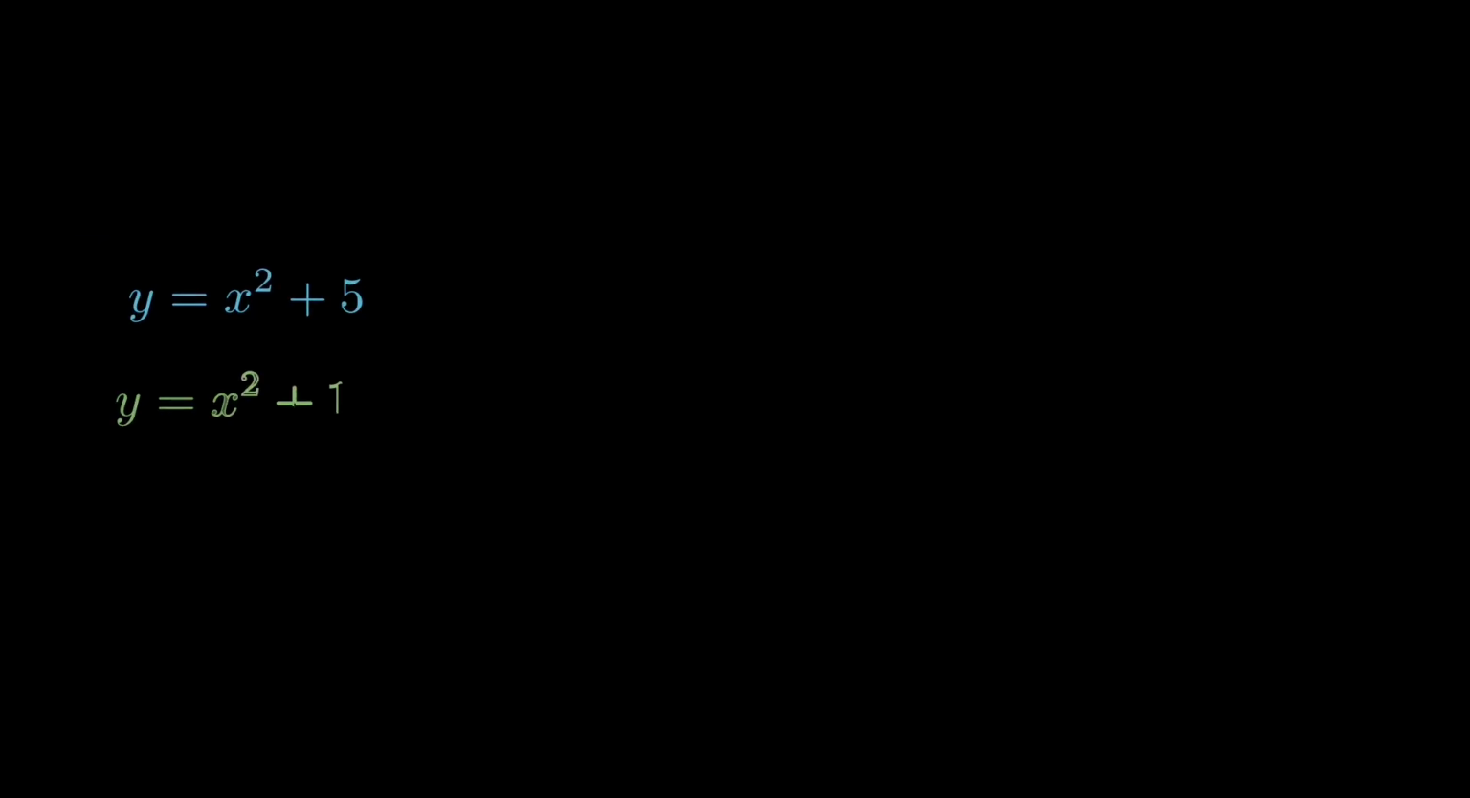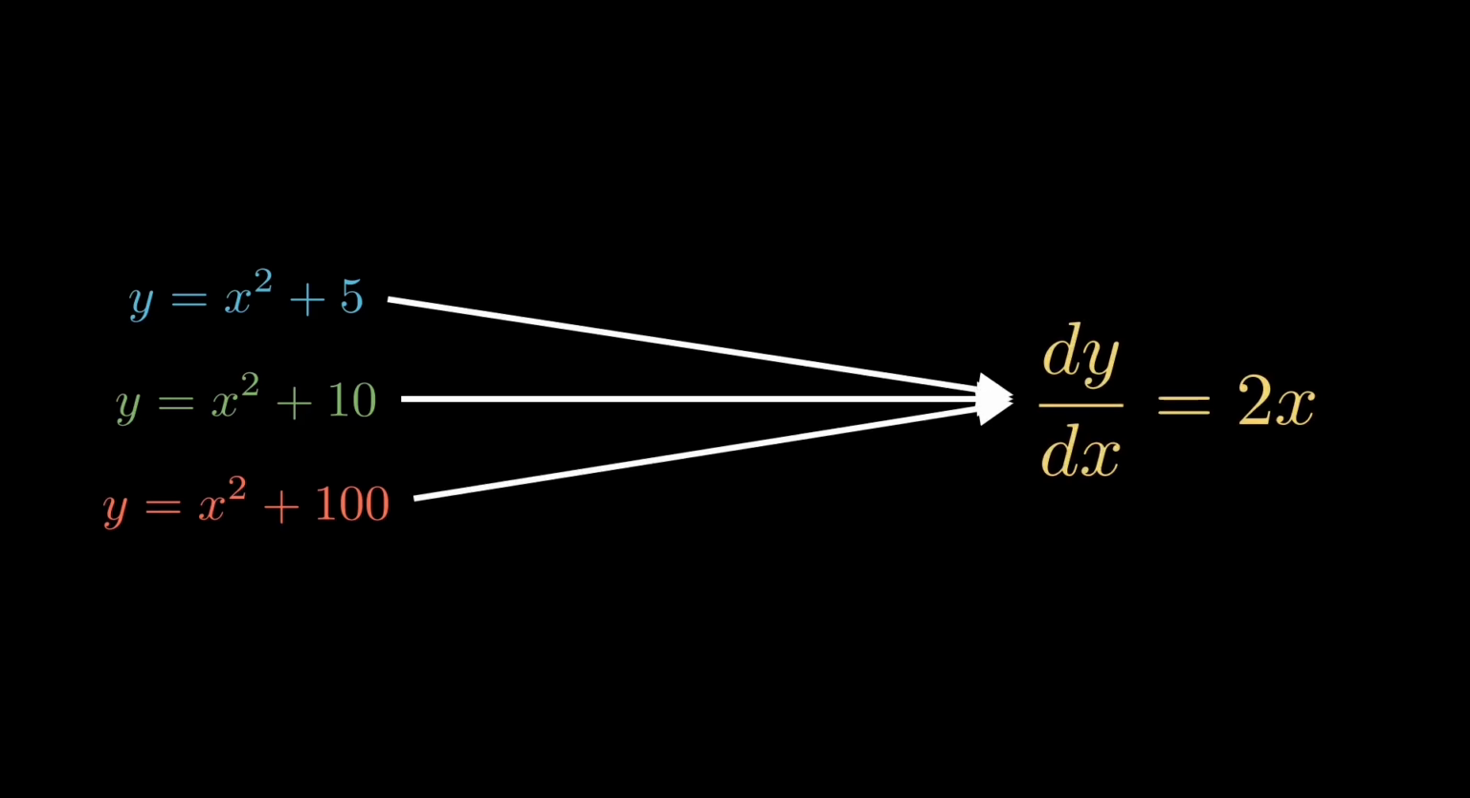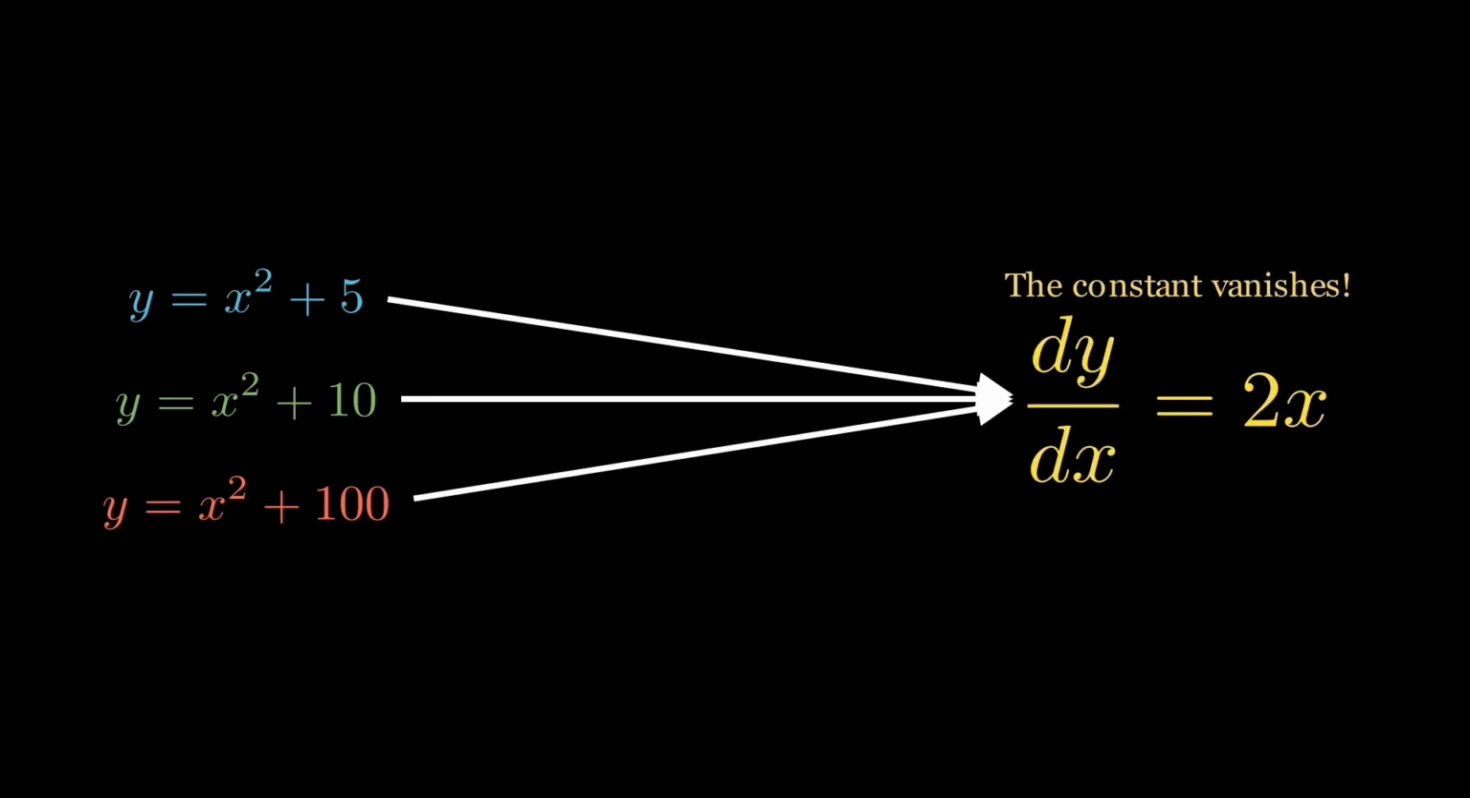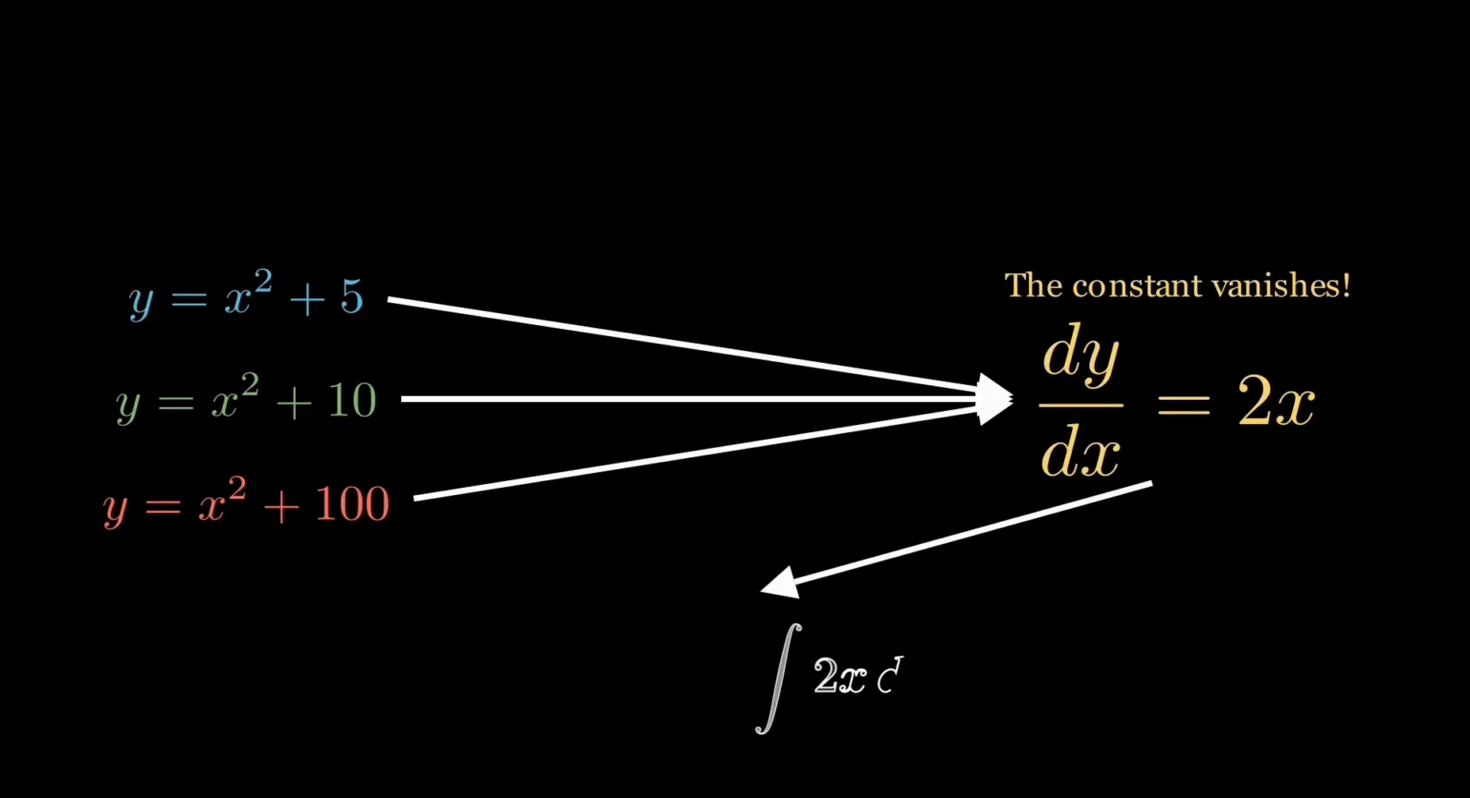But wait, why do we add that c? Think about this. The derivative of x squared plus 5 is 2x. The derivative of x squared plus 10 is also 2x. The constant part simply vanishes during differentiation because it isn't changing. When we integrate 2x to go backward, we know a constant might have been there, but we don't know which one. So we use c to represent that missing information.